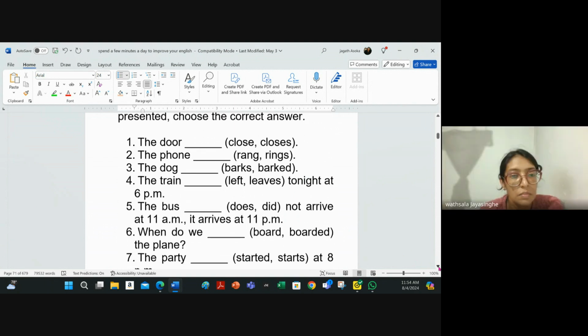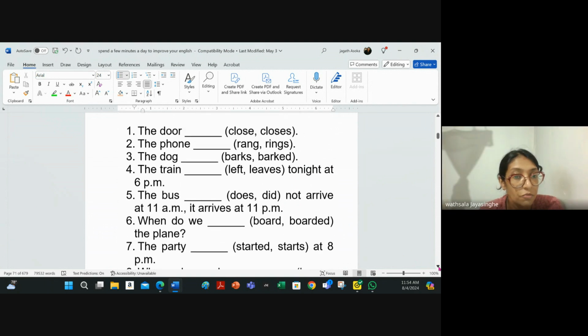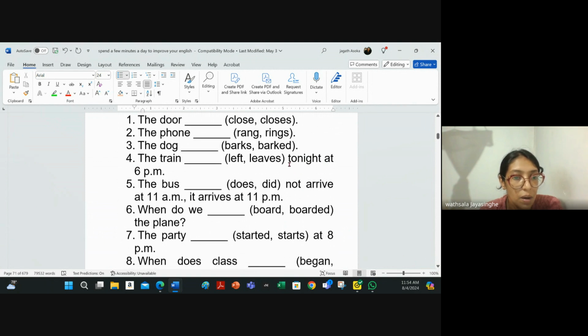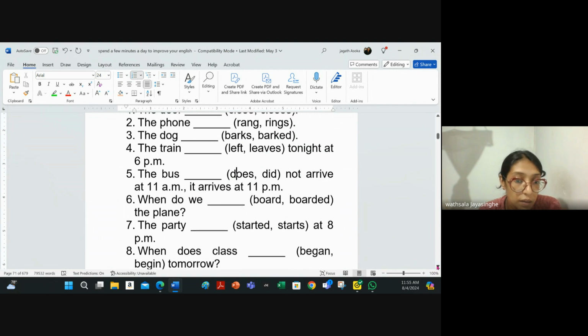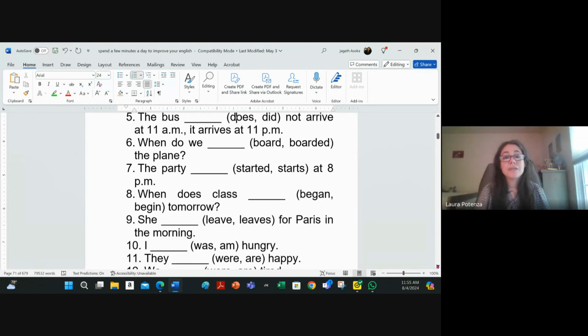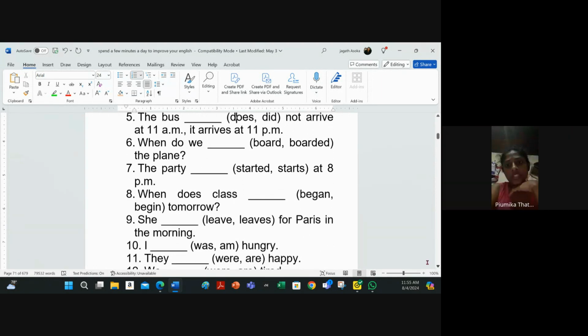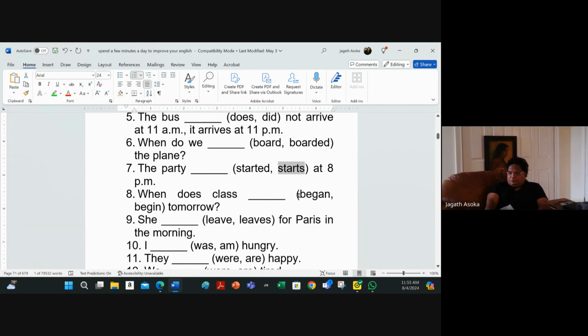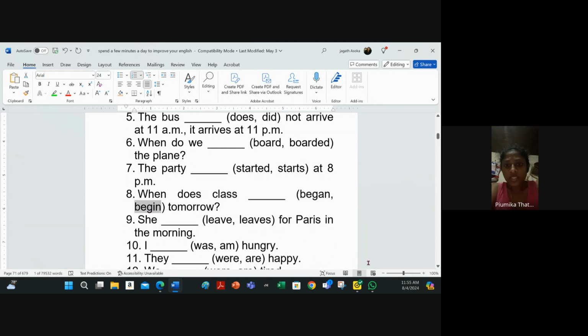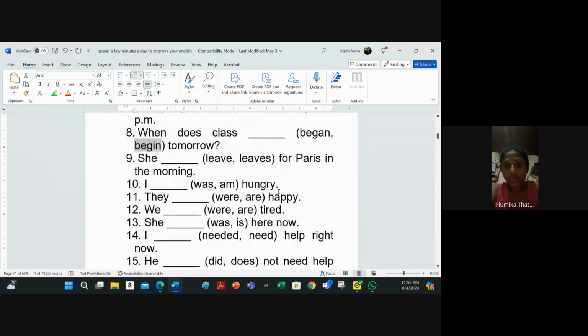The door opens, the phone rings, the dog barks, the train leaves tonight at 6 p.m. The bus does not arrive at 11 a.m. It arrives at 11 p.m. Okay. When do we board the plane? The party starts at 8 p.m. When does class begin tomorrow? She leaves for Paris in the morning.